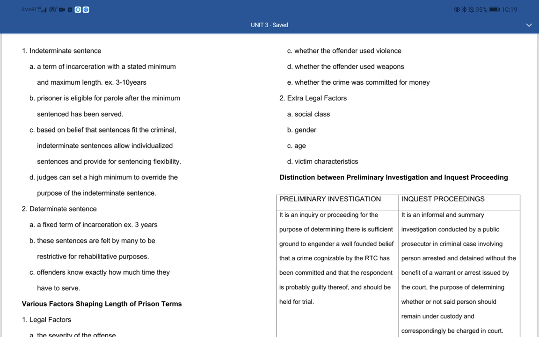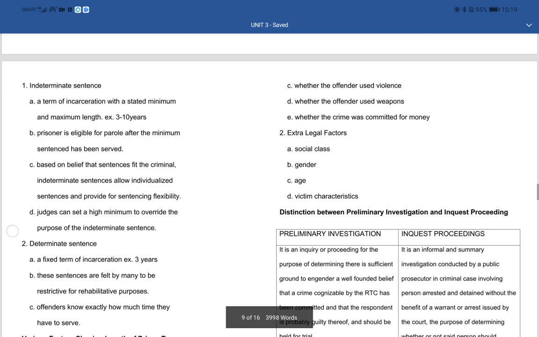Offenders know exactly how much time they have to serve. If you observe, a maximum length of 3 to 10 years is assigned. Meaning to say, Tampulano will be imprisoned within 8 to 10 years. So if you have good performance inside the jail, you can be released at 8 years, 9 years, or 10 years is the maximum. But if it is a determinate sentence, the sentence is fixed.